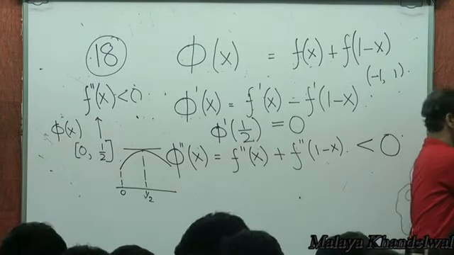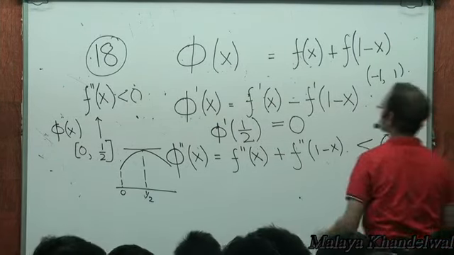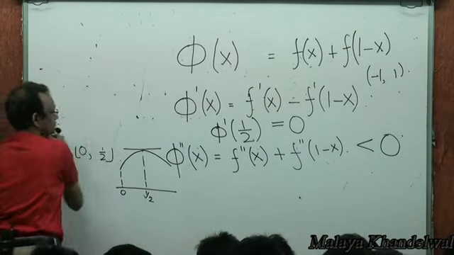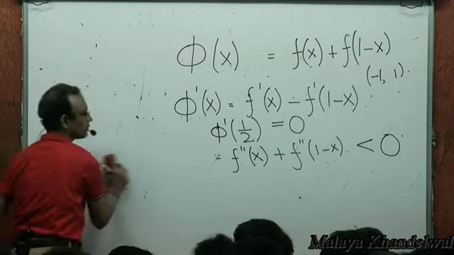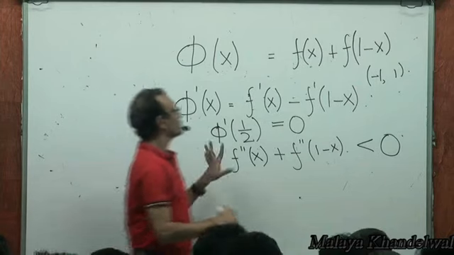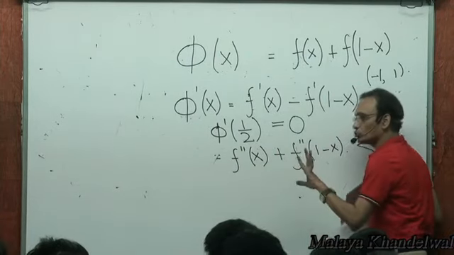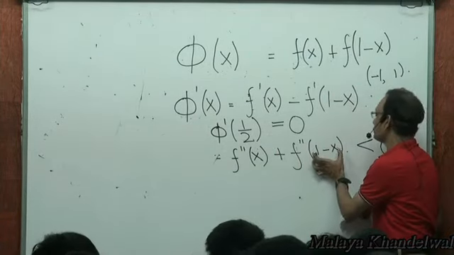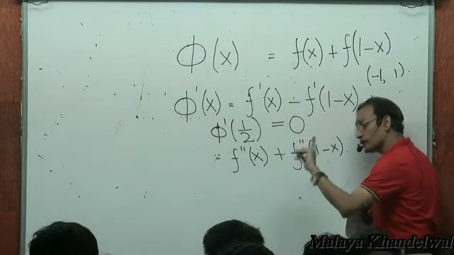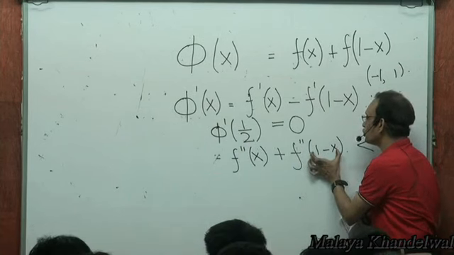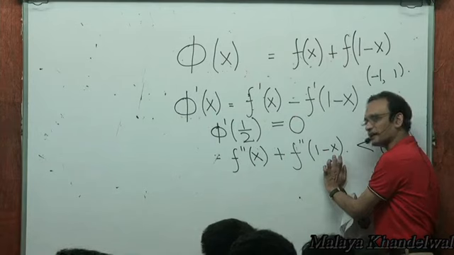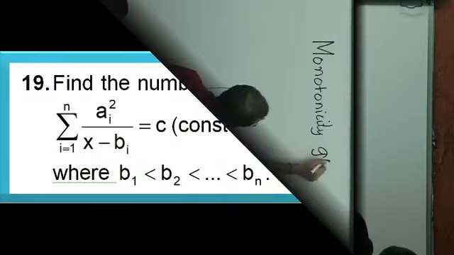Let's look at the next problem, 19. No. That's actually, it should be 0 to 1 only, because this also should lie in the interval 0 to 1. Or in fact, the domain is given so that 1 minus x also belongs to the same interval. That is all. There is no other object.